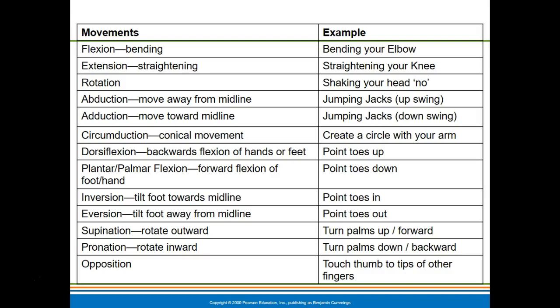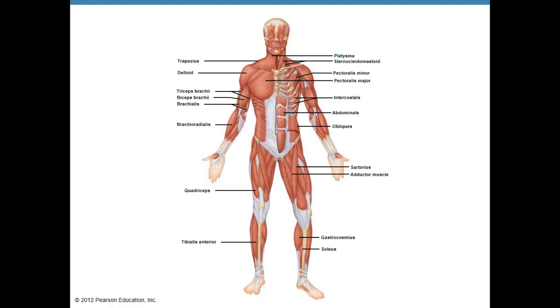Inversion or eversion is going to be a tilt away from the midline. Supination is going to be rotating outward. Pronation is going to be rotating inwards, so either turning your palms up or your palms down. And then opposition only really happens when you push your thumb to your fingers. So those are just a couple of movements. Let's go through and talk about some of these muscles of the body.